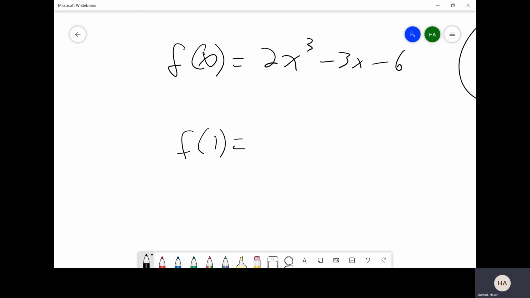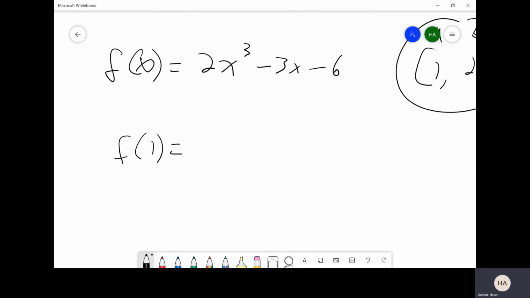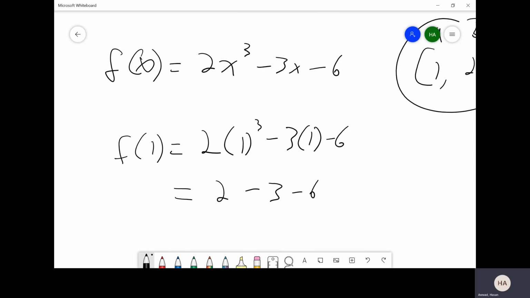F of 1, well, that just means 1 is your input. So wherever there's an x, you plug in 1, right? So we say, okay, 2 times 1 cubed minus 3 times 1 minus 6. Simplifying this, 1 cubed is still just 1, so 2 times 1 gives us 2, minus 3 minus 6. 2 minus 3 gives you a negative 1, minus 6 is equal to negative 7.